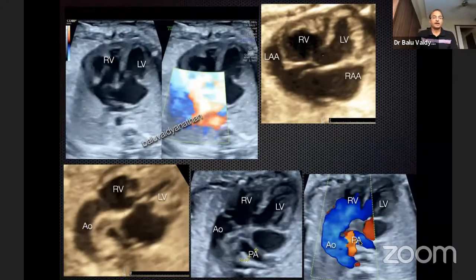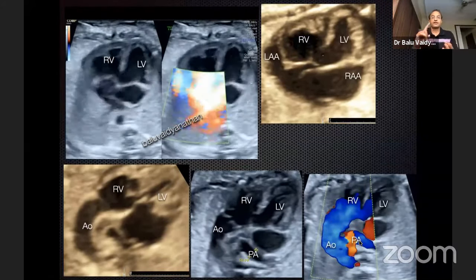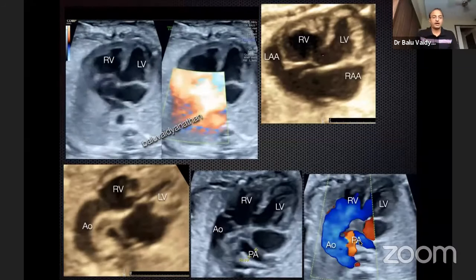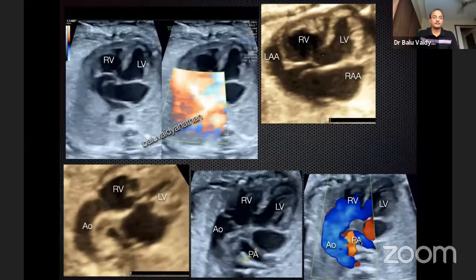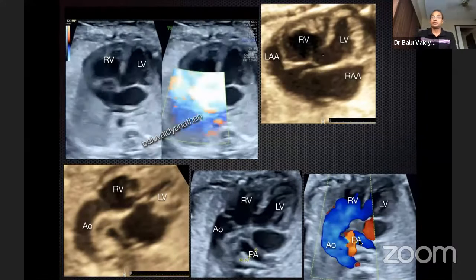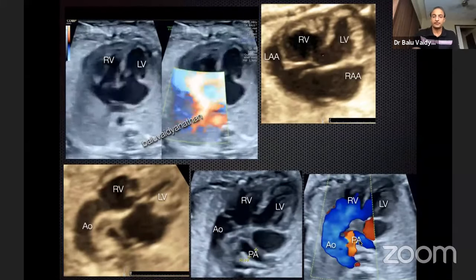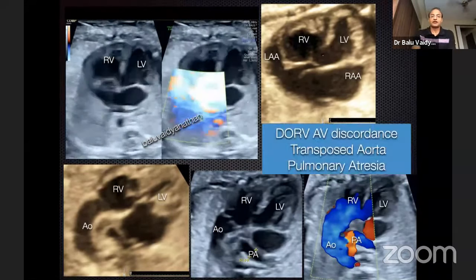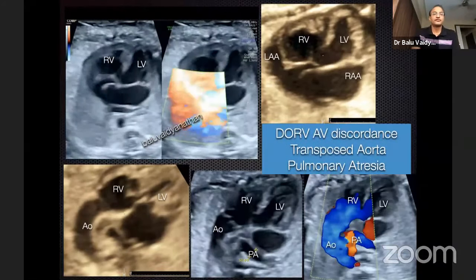So what all do we have? AV discordance, we have a large VSD, we have an aorta completely coming off from the RV, a PA also predominantly committed to the RV, that is DORV, and then there is a pulmonary atresia. So there is an AV discordance DORV with pulmonary atresia. So even this can be fixed by doing the following maneuver.